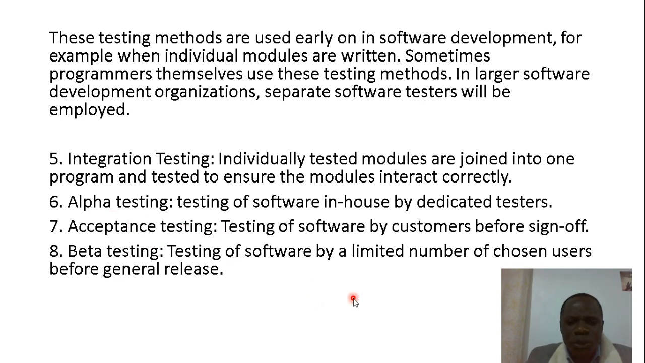Okay. Then now we have what is called acceptance testing. This is the testing of software by customers before sign off. So you have some customers that actually test it to accept, to say yes, actually this is doing what it's supposed to do. Okay, so that is acceptance testing, to accept it. Well, beta testing, we've seen this online. Sometimes there are programs which are released and they are still at beta testing.